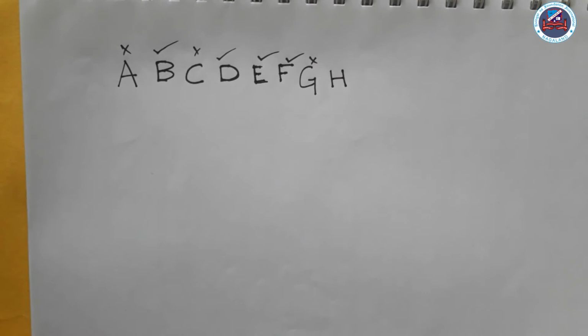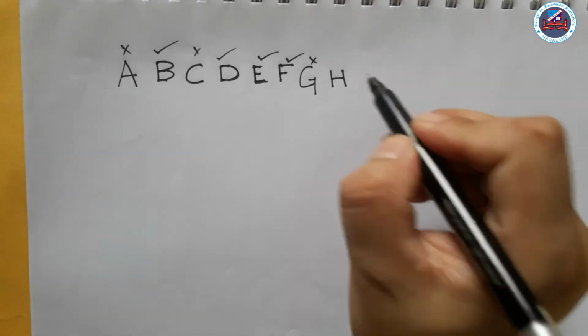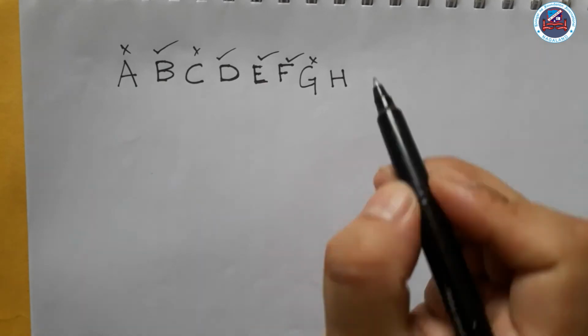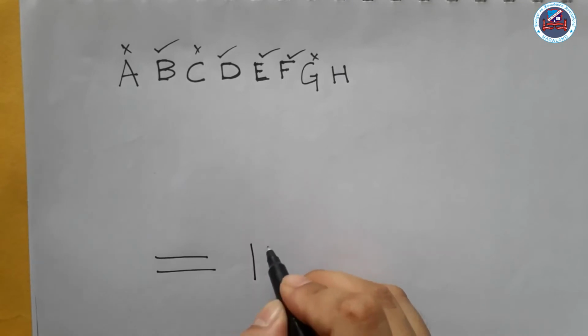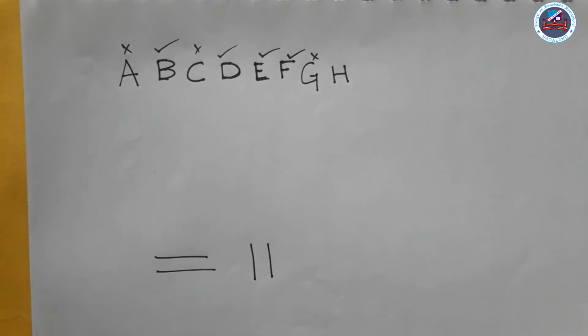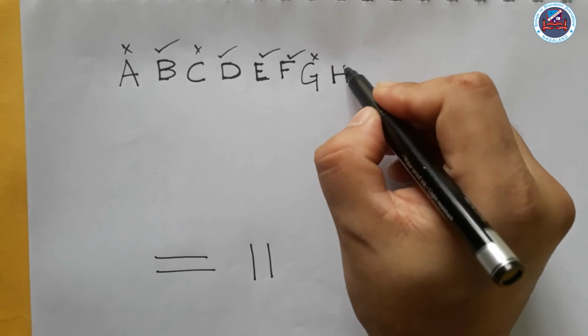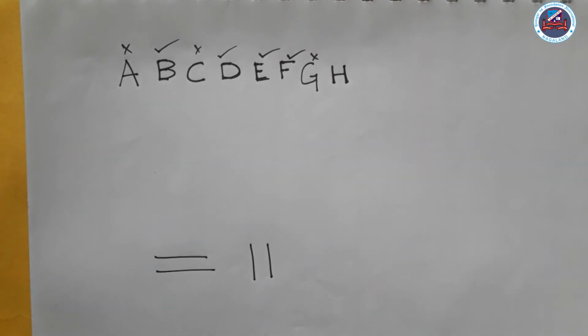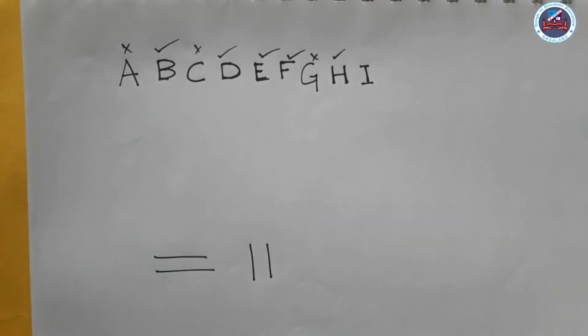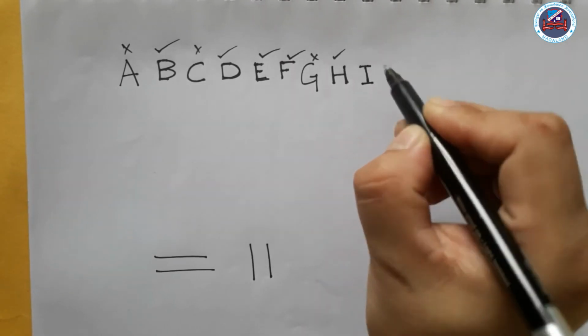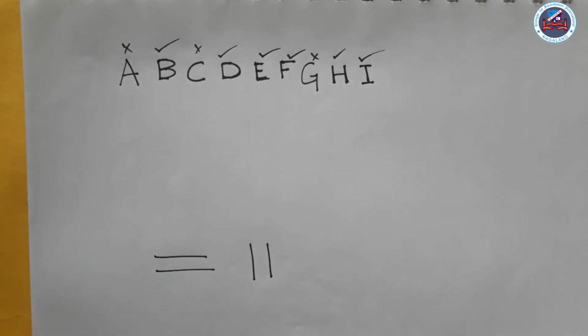What do you think about H? Now, parallel lines, it's not necessary that they have to be sideways. They can also be vertically straight. So, this line and this line are parallel lines. So H is also an alphabet which has parallel lines. Now what do you think about I? Again, it depends on how you write I. Let's say we write the capital I like this. Now we see that this line and this line are parallel lines.